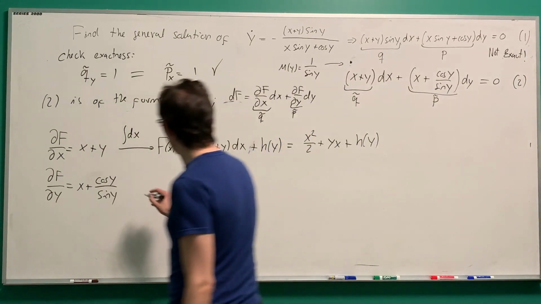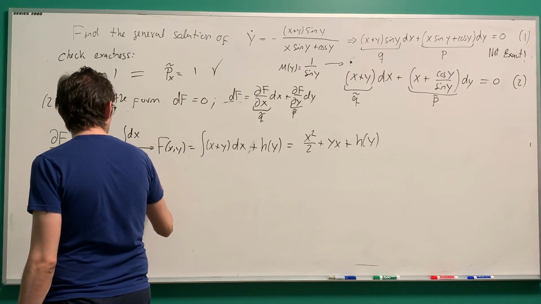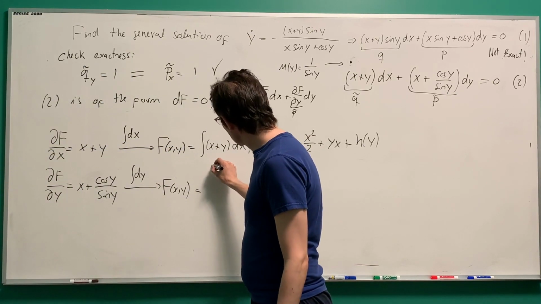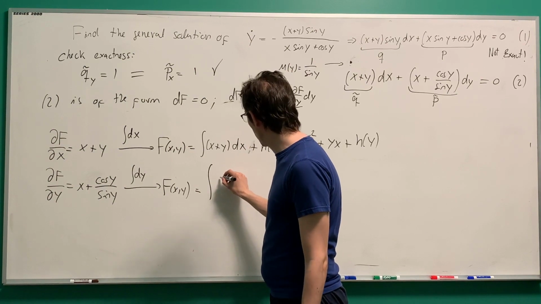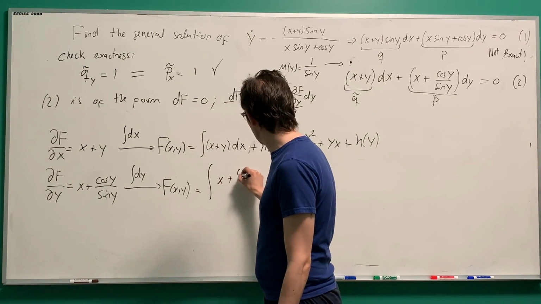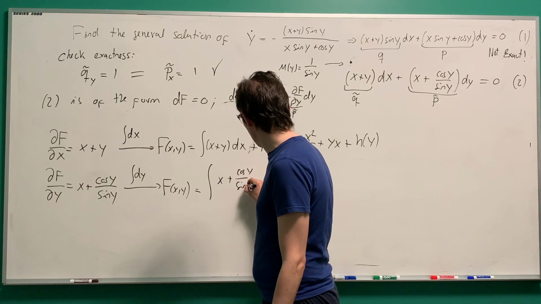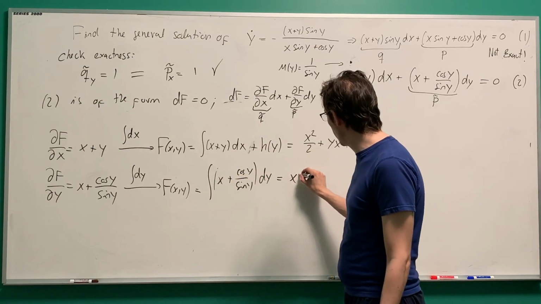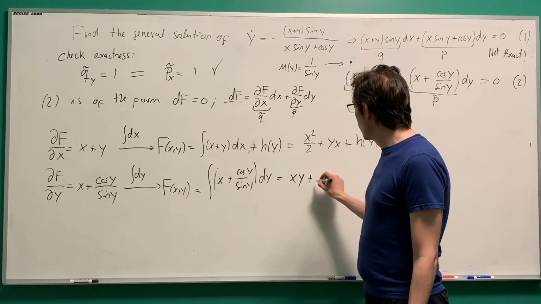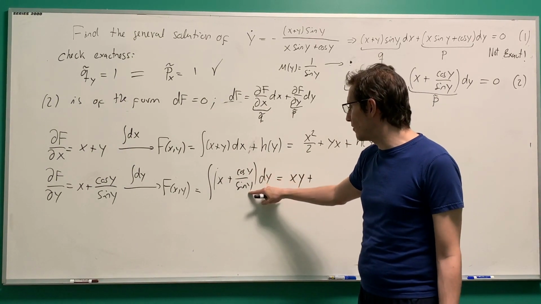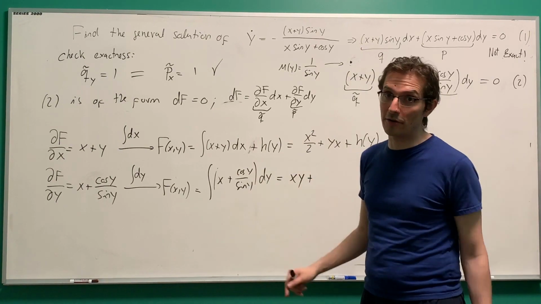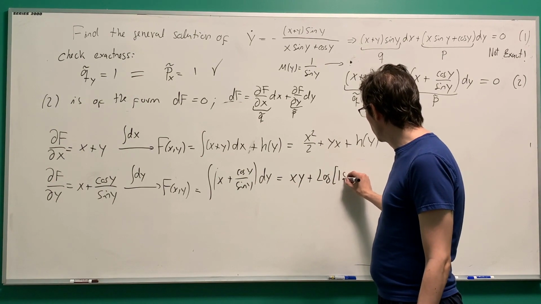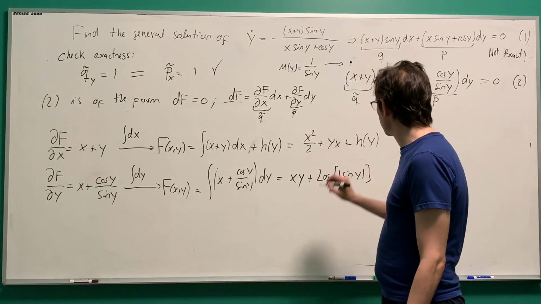Wonderful. Let's do integration with respect to y here. That gives me also f of x, y, right? And then by integration, we get the integral of x plus cos y over sine y dy. That's very easy. The first one is just xy. And the second one, remember, this is the integral of 1 over the function times the derivative, which is a logarithm of the function. So this is the log of the absolute value of sine of y.